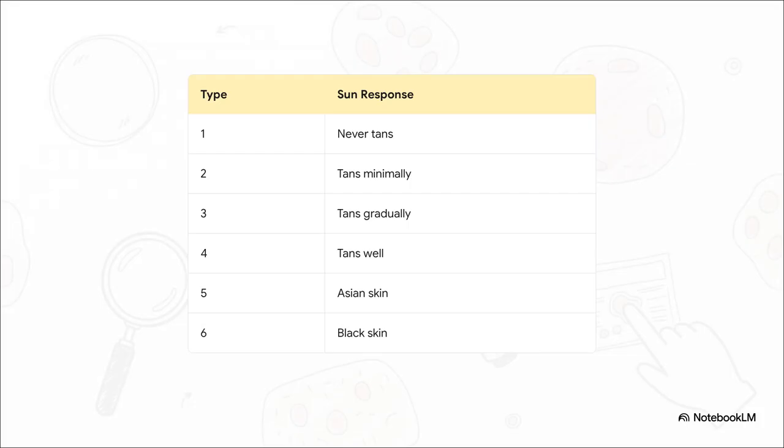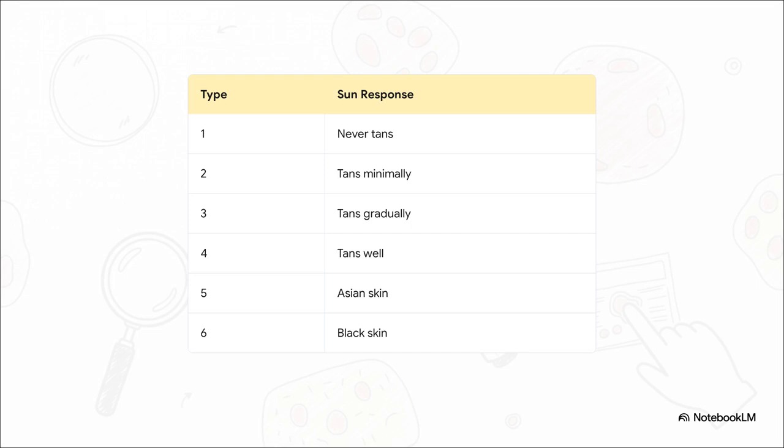When you're asking about sun exposure, you need to establish their skin response using the 6 recognized skin types. Type 1 skin always burns and never tans, right? Whereas type 4 rarely burns and tans really well. Documenting this is absolutely vital because patients with those fairer skin types, types 1 and 2, are just much more liable to develop skin cancers.